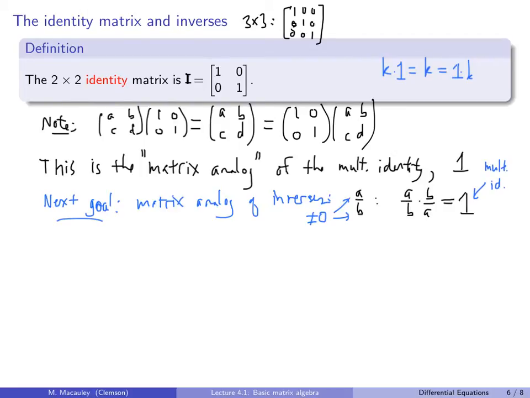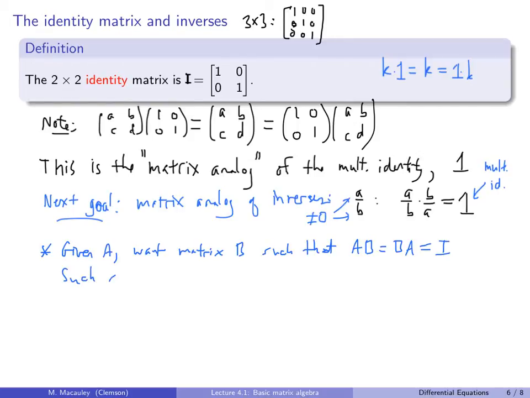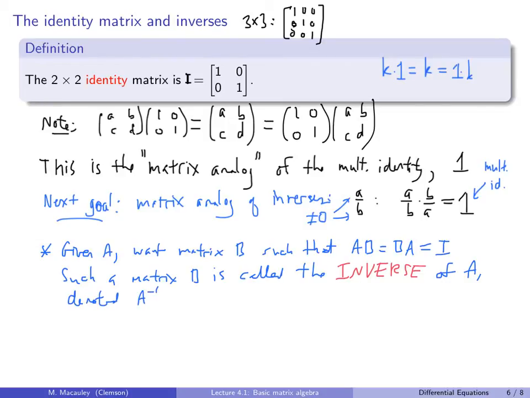So what we would like is, given a matrix, is there something we can multiply that by? Is there an inverse of that matrix that when we multiply it back, we get the identity? So in other words, given A, we want a matrix B such that A times B and B times A are both the identity. Such a matrix B is called the inverse of A, and is denoted A inverse, or A to the minus 1.